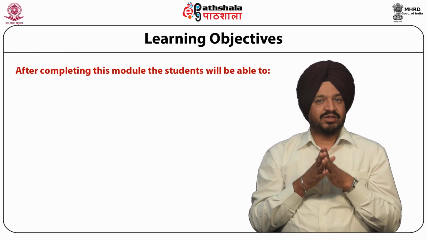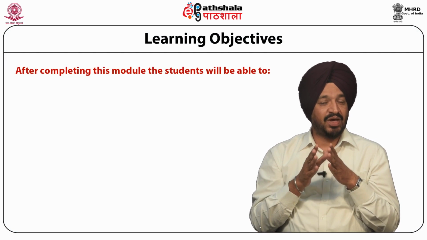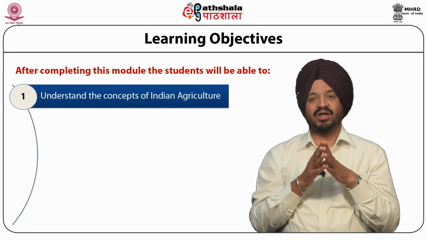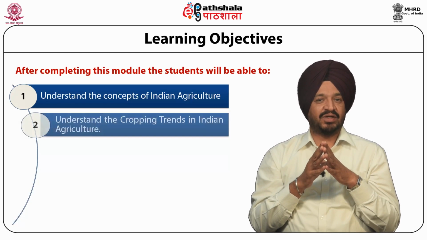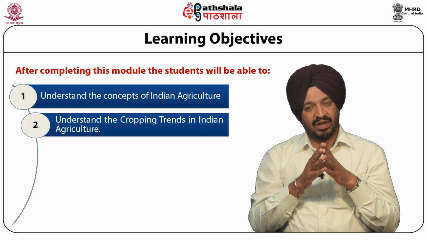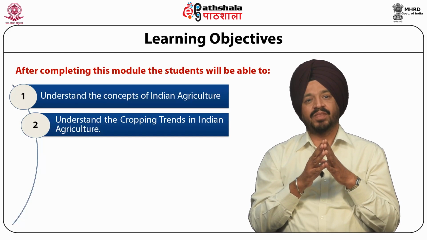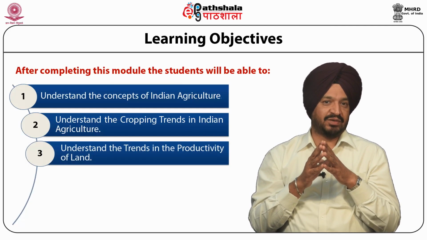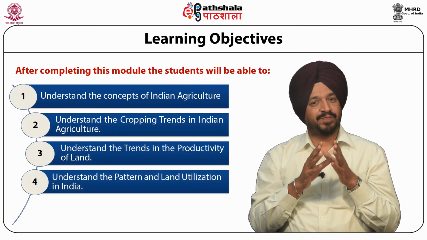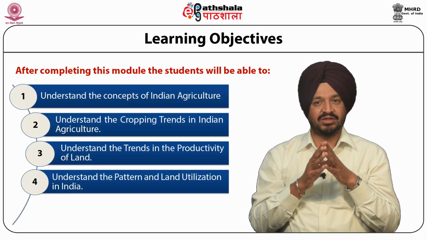Today, we are going to discuss a module related to trends in agriculture production and productivity under the paper Business Environment. After completing this module, the students should be able to understand the concepts related to Indian agriculture. Then they should be in a position to understand the cropping trends in Indian agriculture. Thirdly, you should be in a position to understand the trends in the productivity of land. And lastly, the various patterns and the land utilization in India.